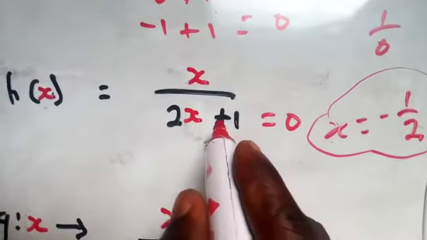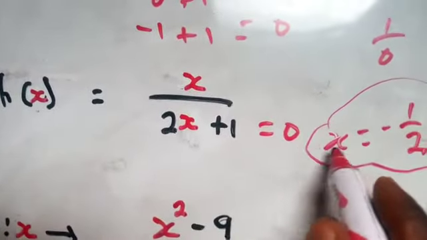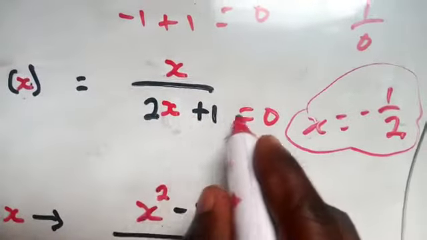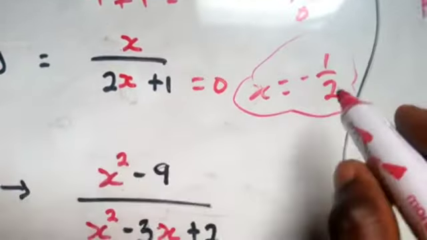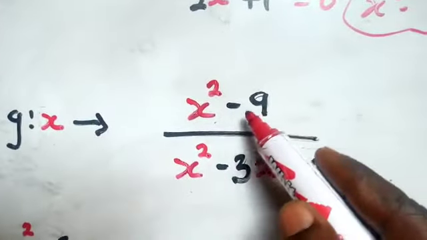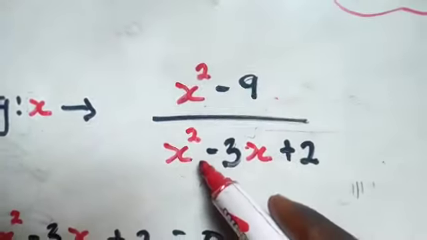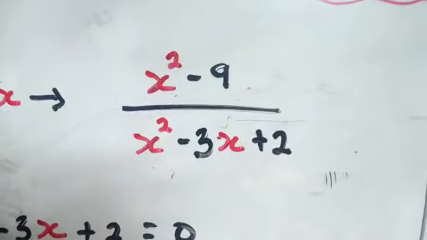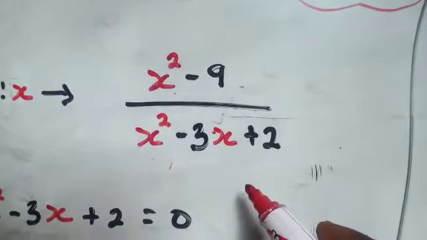So when they ask you to find the value of x that makes the function undefined, this is how you solve. You equate the down one to 0 and solve it nicely. Okay, now you have a different function here. That's g of x is equal to x squared minus 9 all divided by x squared minus 3x plus 2. So they say you should find the value of x that makes this thing undefined.